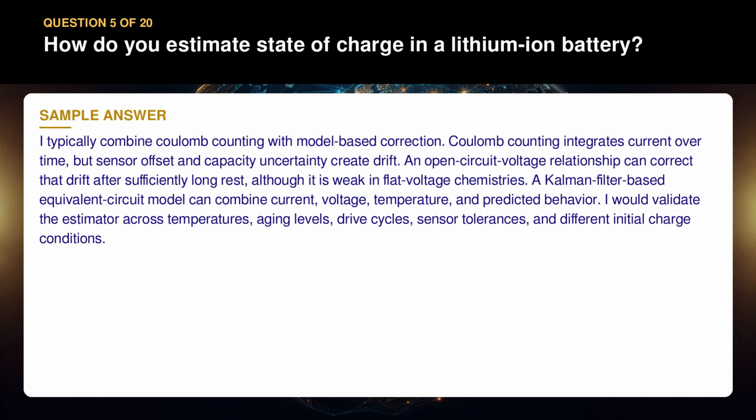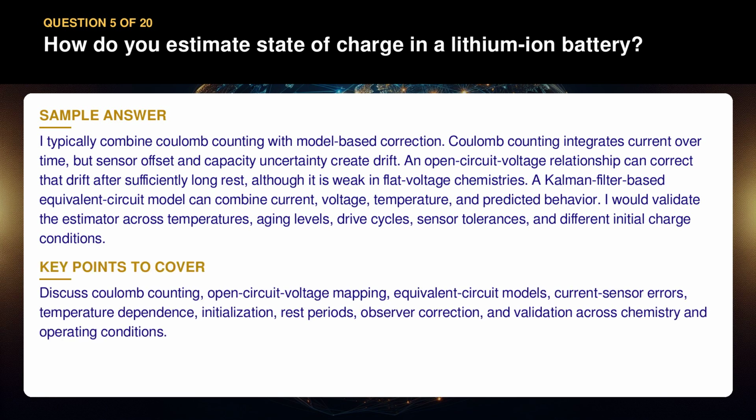A Kalman filter-based equivalent circuit model can combine current, voltage, temperature, and predicted behavior. I would validate the estimator across temperatures, aging levels, drive cycles, sensor tolerances, and different initial charge conditions. Discuss Coulomb counting, open circuit voltage mapping, equivalent circuit models, current sensor errors, temperature dependence, initialization, rest periods, observer correction, and validation across chemistry and operating conditions.